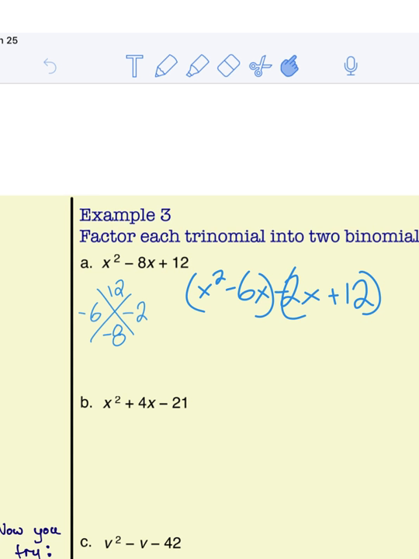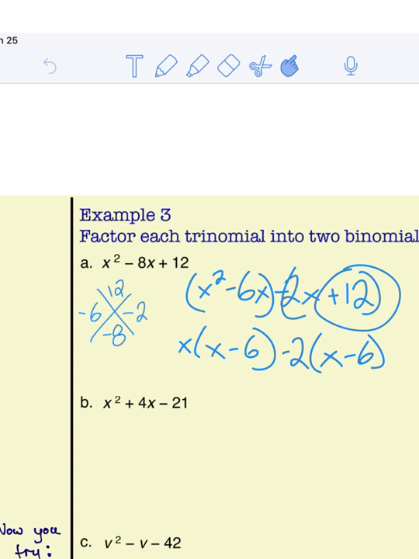x squared and negative 6x have an x in common. I'm left with an x minus 6. And negative 2x plus 12 have a 2 in common. And I'm actually going to factor out a negative 2 because I know that I need this term to be minus 6. So when I divide negative 2x by negative 2, I'm left with positive x. And then positive 12 divided by negative 2 is negative 6. So now I can factor out my matching binomial, x minus 6. I'm left with x minus 2, and that is our final answer.